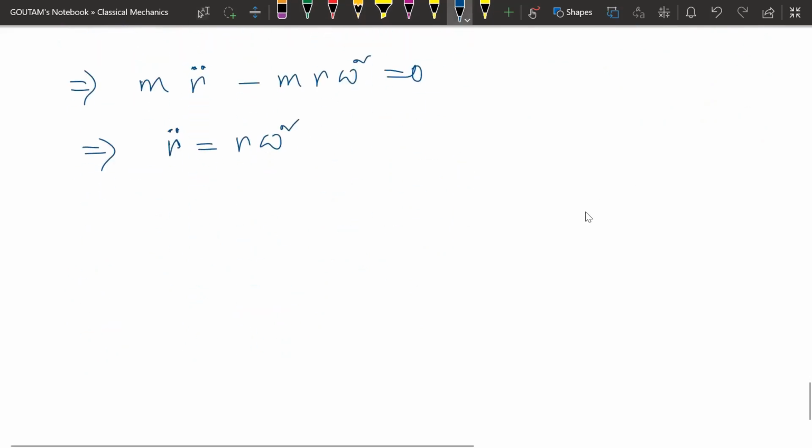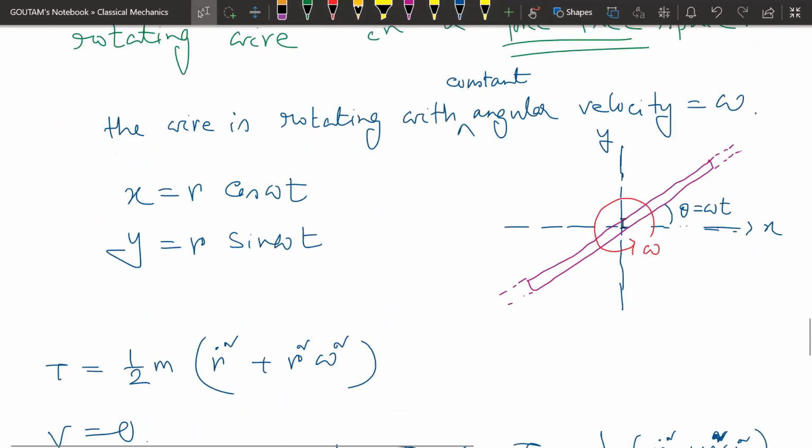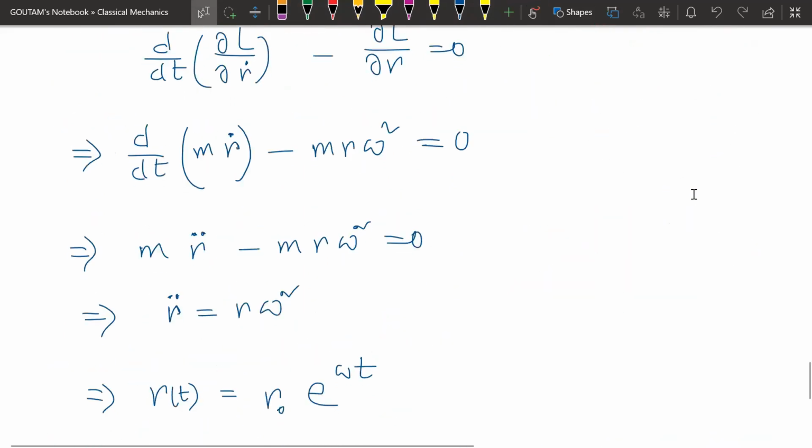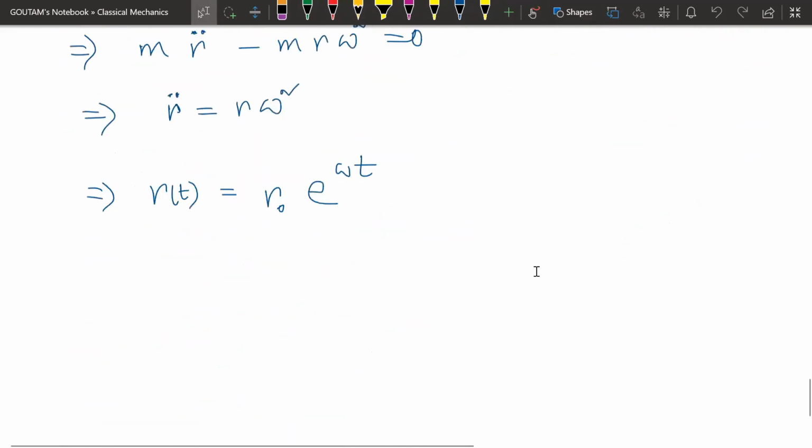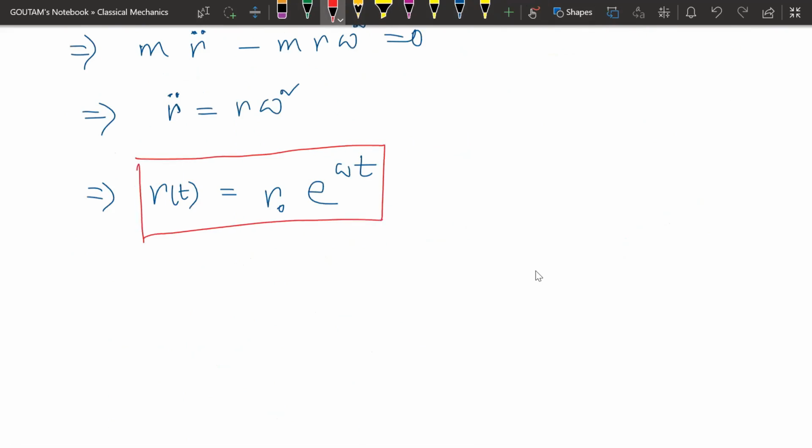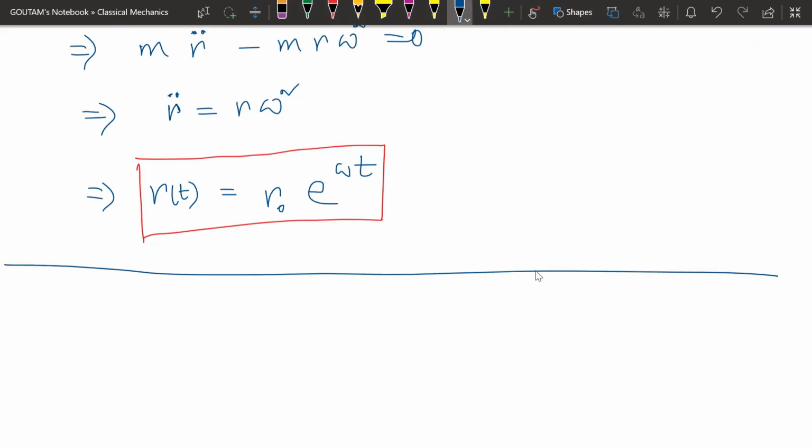Now if we solve this, r is a function of time. So we will get r equals r0 e to the power omega t. So it says that the bead is going away from the center exponentially with time. So this is the solution of this problem. Today we solved three very simple problems using the Lagrangian equation of motion.